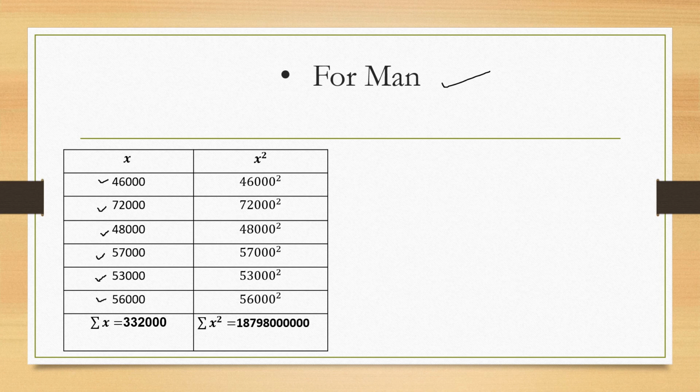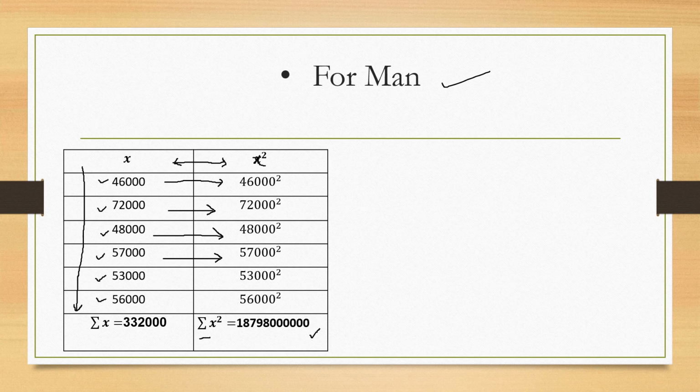Okay, here in the second column, you need to write x square. So 46 will become 46,000 square, 72,000 square, 48,000 square, and 57 will become 57,000 square in the next column. At the end you need to find the sum of x, and on the right side you need to find the sum of x square. So here we have the answer.